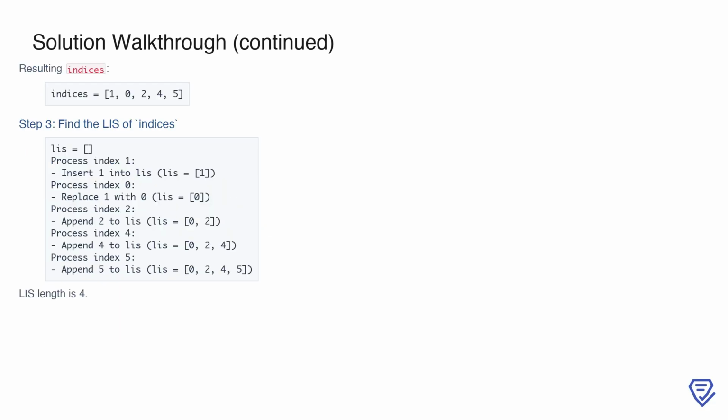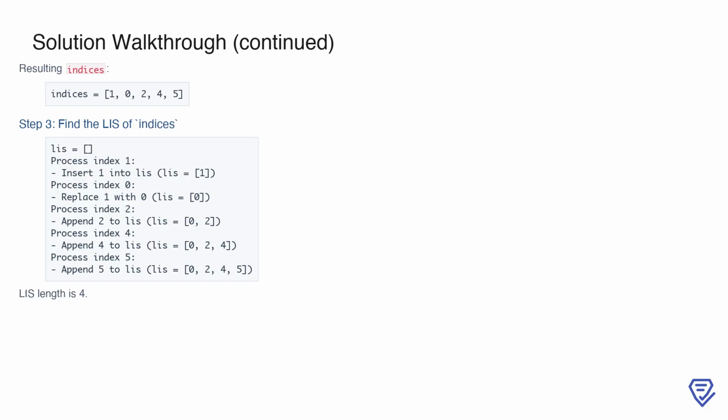With the indices list now at 1, 0, 2, 4, 5, the next step is to find the LIS. Using binary search, we process each value to build the LIS. First, we insert 1, resulting in LIS equals 1. Then, 0 replaces 1 as it is smaller, making LIS equals 0. Next, 2 is appended to LIS, giving LIS equals 0, 2. Similarly, 4 is appended to get LIS equals 0, 2, 4, and finally, 5 is appended, resulting in LIS equals 0, 2, 4, 5. The length of this LIS is 4.